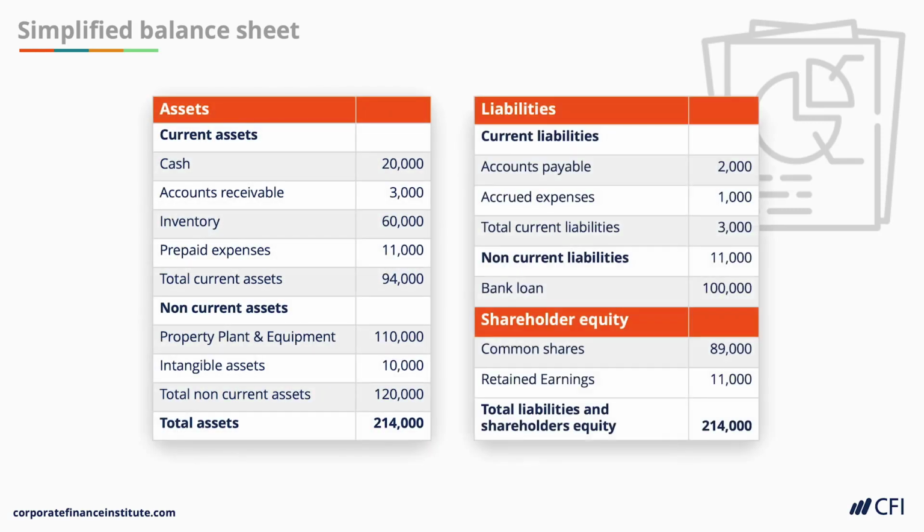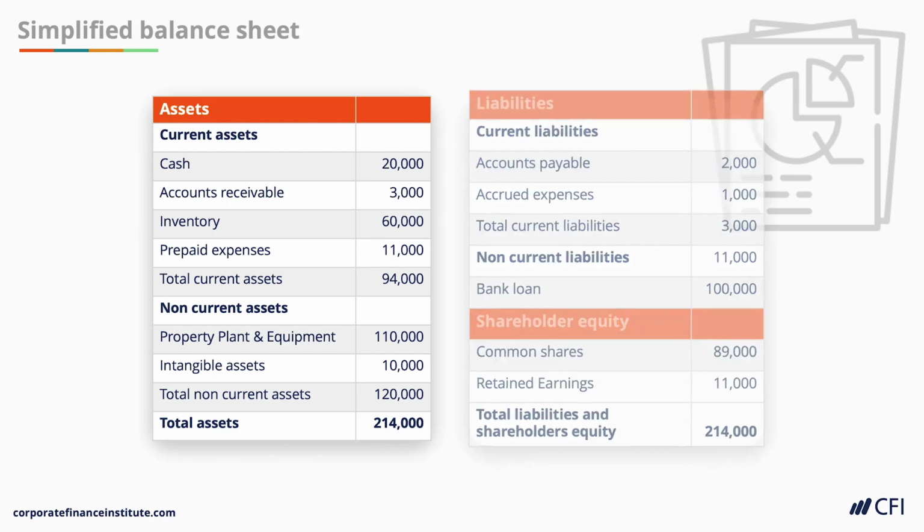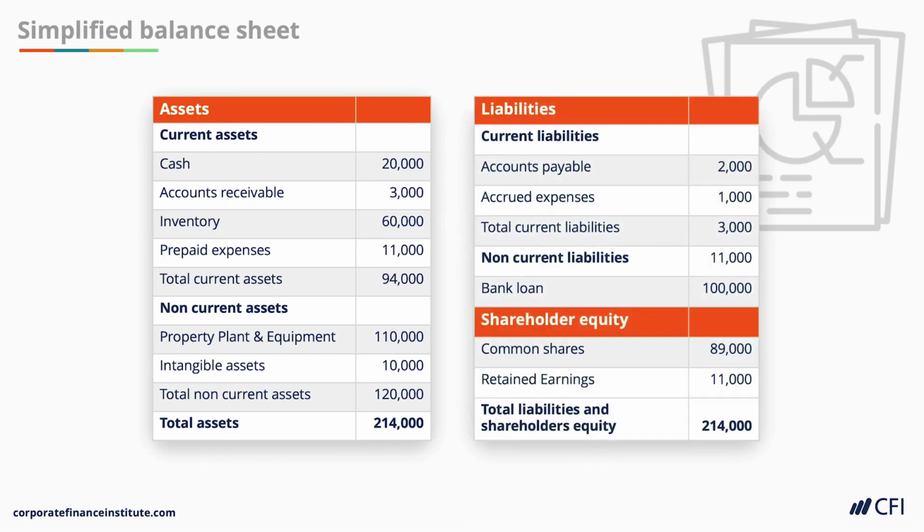It's time to start exploring the balance sheet in more detail. Here's a simplified balance sheet that contains the most commonly used accounts. The balance sheet is presented in a horizontal format, with the assets on one side and the balancing liabilities and equity showing on the other side. It's also commonly presented in a vertical format.